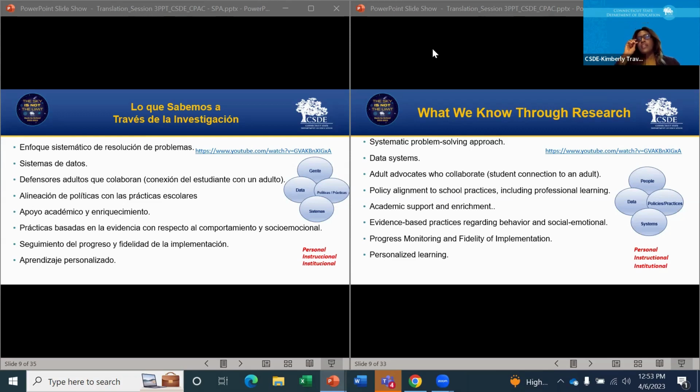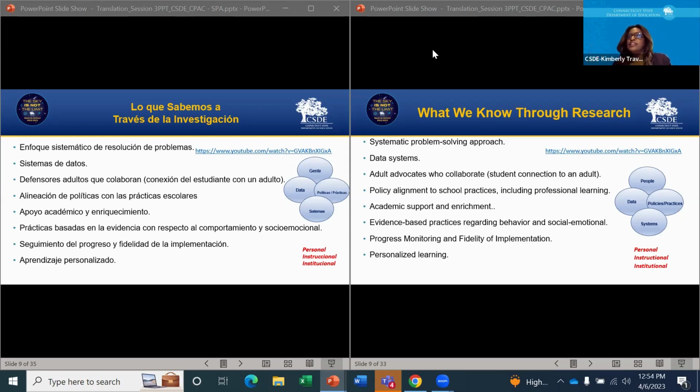Okay. And then we're going to talk more about progress monitoring and fidelity of implementation. You can't have fidelity of implementation without reviewing progress monitoring. You just can't. So that is a critical component of this. And then personalized learning, understanding how that student learns and being able to diversify how you teach and facilitate in your classroom.